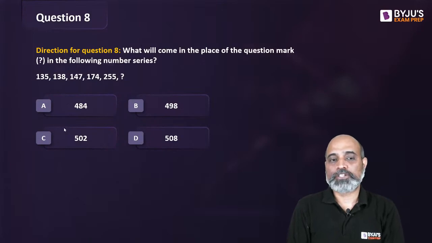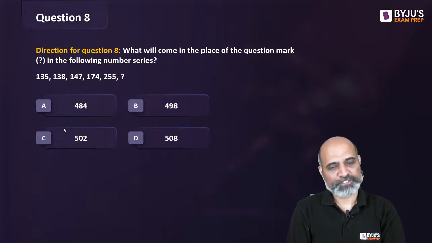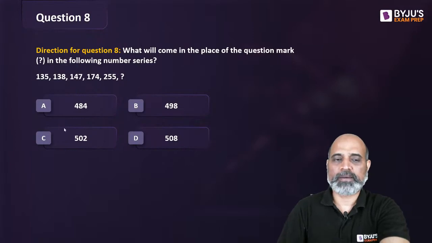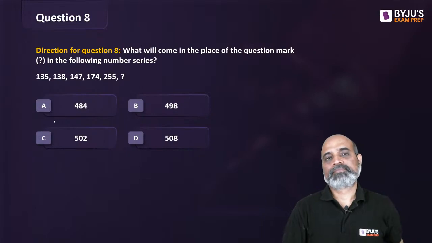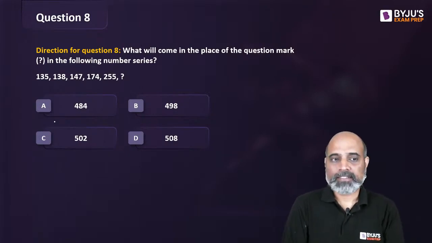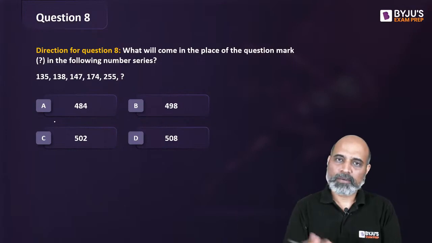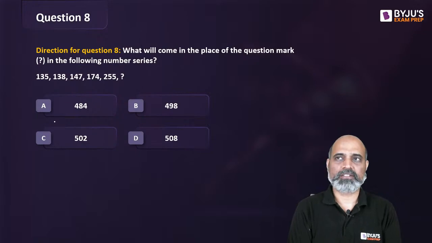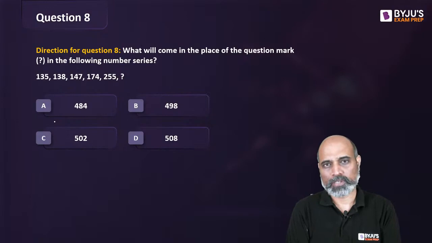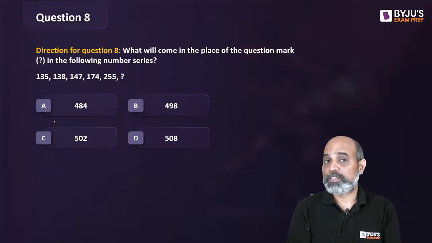What is going to be the next term, the last one? 135, then 138, then 147, 174, 255. Ab kya chal raha hai? Now what is happening? Of course, the values are increasing, isn't it? So difference dekho pehle aap. Difference works out great. If difference doesn't work out, see how far they are. Is it related to cubes or squares or product of two consecutive numbers? Kuch to ho raha hoga. Does it have to do with prime numbers, odd, even, multiple of something?